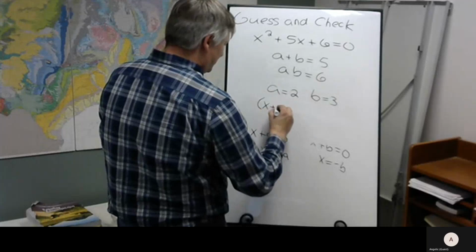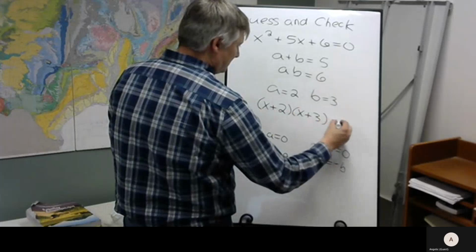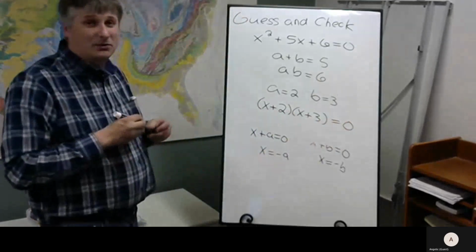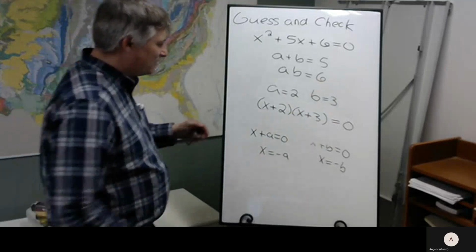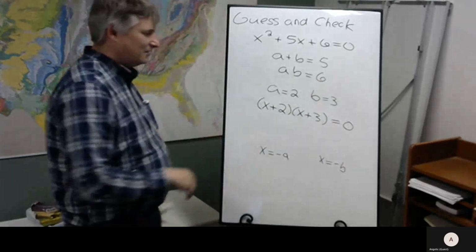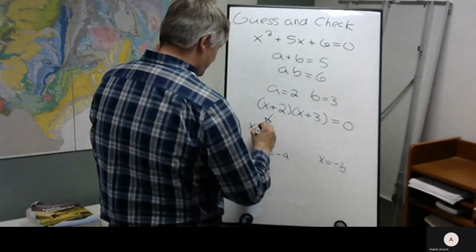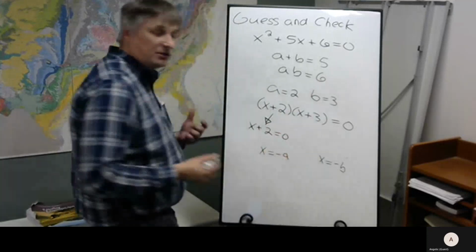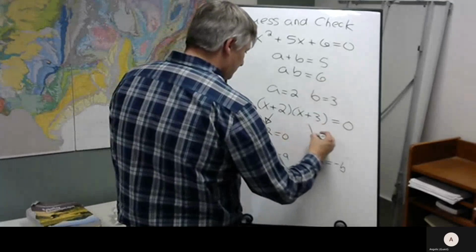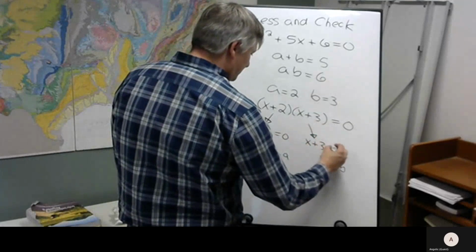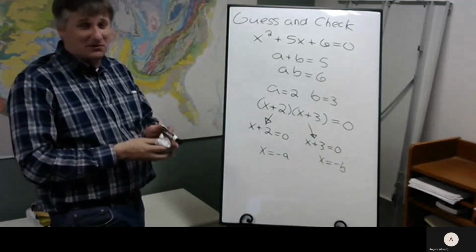So you get x plus a, x plus b, and that's equal to 0. And so now you need to solve the two equations. X plus 2, well, this could be 0, which makes this whole thing 0. Or x plus 3, that could equal 0. And that's what's making everything 0.